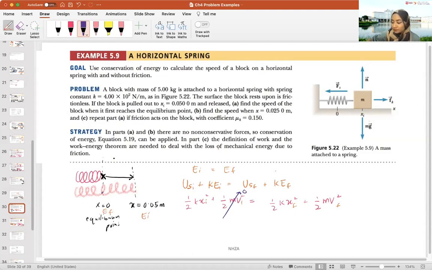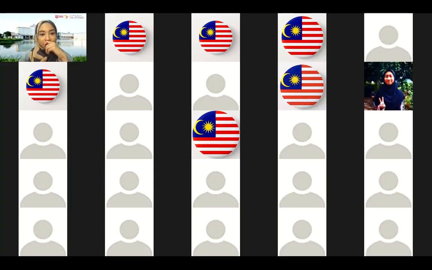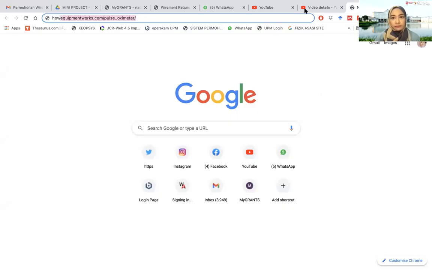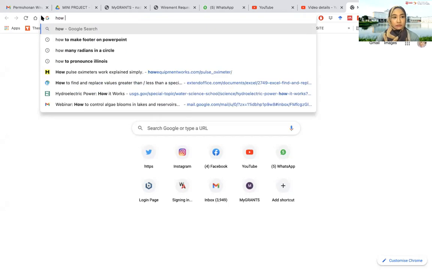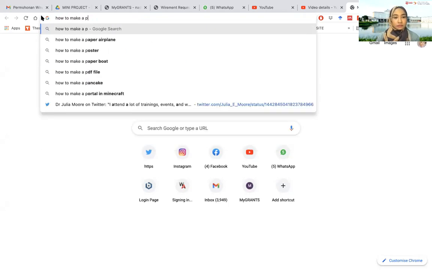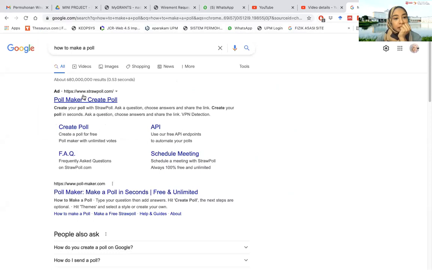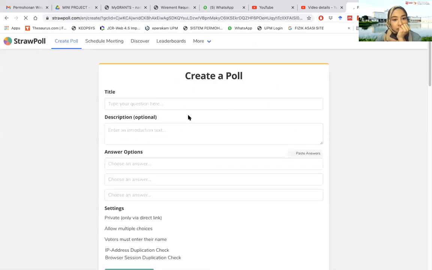Saya rasa saya patut buat poll lah. I want to do a poll. Okay, let's see. Kejap, bagi saya buat poll kejap. Macam mana nak buat poll lah? How to make a poll? Am I sharing screen? No, I'm not sharing screen. Saya tak tahu apa emergency. There's no emergency, I promise. So boleh abaikan. How to make a poll? Poll maker. Okay, let's do it. Why not?